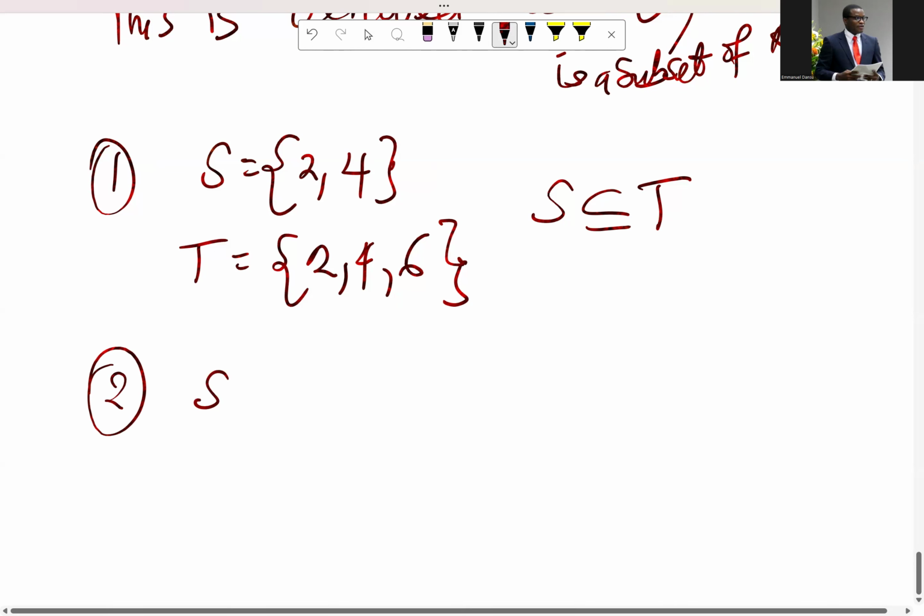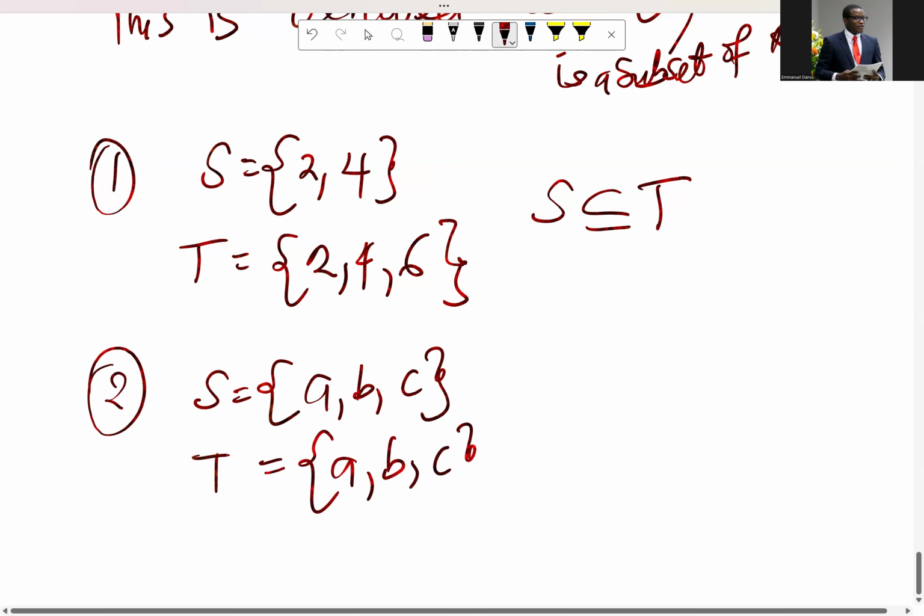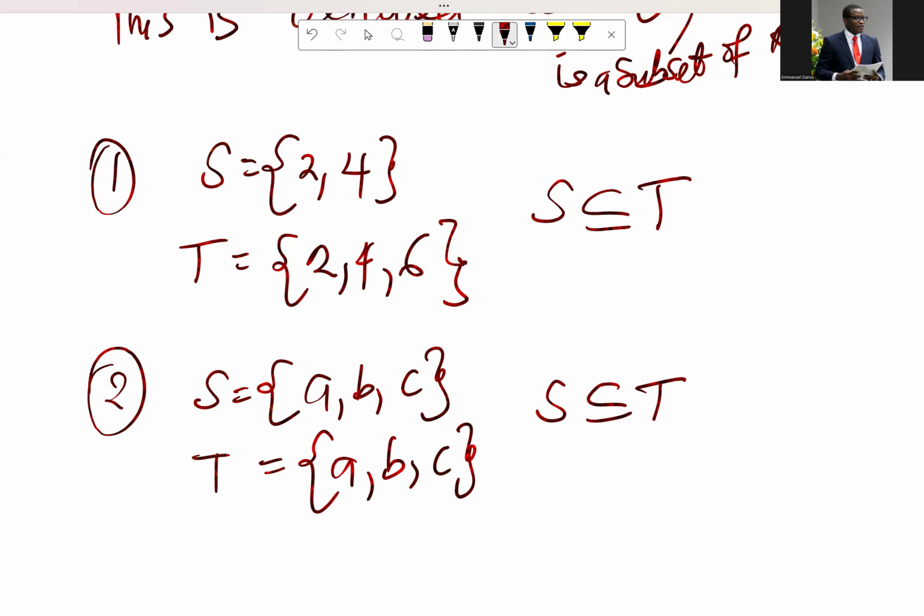Imagine that S is equal to ABC and T is also equal to ABC. So you can still say that S is a subset of T. Although this time around they are more like equal sets, we can still say that because everything in S is also found in T. In the earlier case, T had more. Here, they are exactly the same.